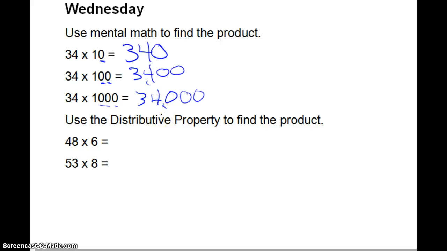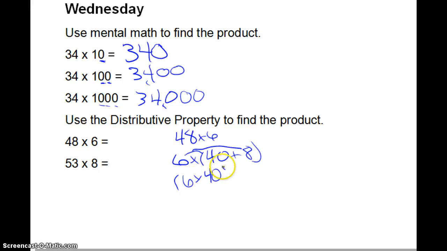The next part is using the distributive property, 48 times 6. So I'm going to move over here for that and write 48 times 6. Then I'm going to separate that single digit, put it on the outside, 6 times parentheses 40 plus 8, and then I'm going to put 6 times 40 and 6 times 8. That'll be in parentheses. So 6 times 40 plus 6 times 8. Close those parentheses.